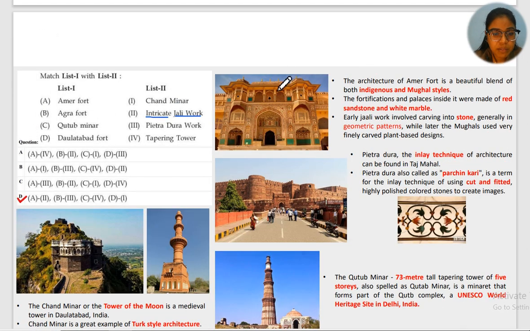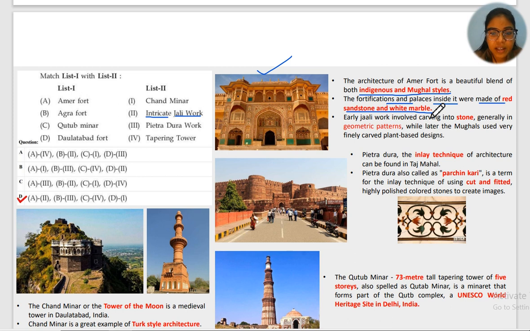As you can see in this image, this is your Amer Fort. The architecture of Amer Fort is a beautiful blend of both indigenous and Mughal style. They have used their regional architecture style, which is the indigenous, and the Mughal style can also be seen in the Amer Fort. Next important thing is that this fort and the palace inside it are made of red sandstone and white marble. These are the two building materials used in Amer Fort.